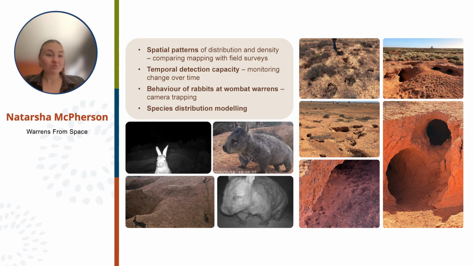And so just an overview of what we're doing with it. We're using this data set and field data to examine broad-scale patterns of rabbit distribution, density, and activity. We're looking at temporal change, if we can detect that, rabbit behaviour at wombat warrens, using camera traps to see if there is a facilitating factor there, and also modelling potential drivers of broad-scale rabbit and wombat distribution as well to see what those influences might be.